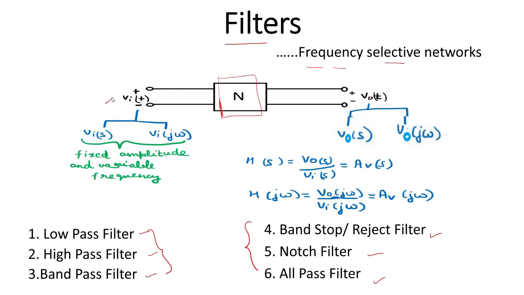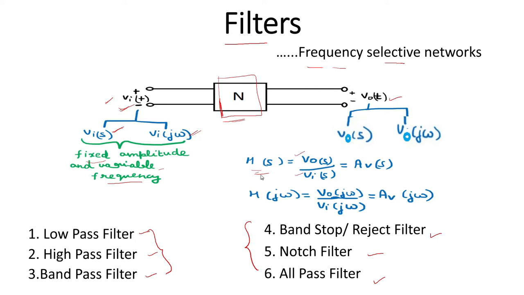So here Vi is input and V0 is output. This input can be written in S domain and J omega form, and similarly the output voltage can also be written in S domain and J omega form. The input has a fixed amplitude but its frequency is variable. So the transfer function of the network is given by H(s), which is equal to output voltage upon input.